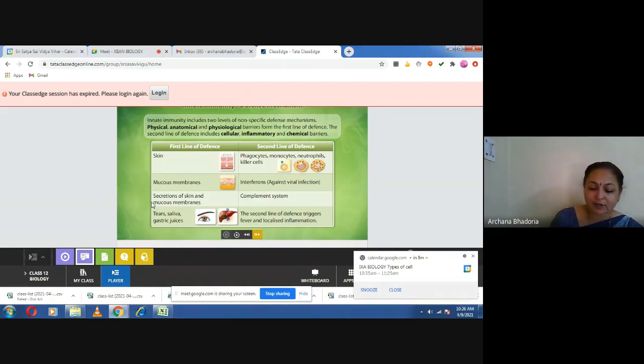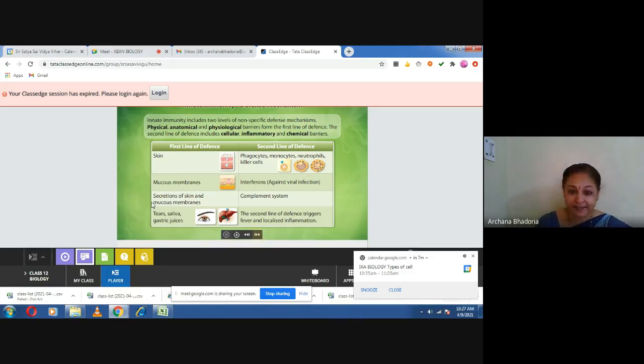Macrophages, remember, are present in the areolar tissue, and the other cells which we have named are all present in the blood. They all are phagocytic in nature. Phagocytic means they engulf the foreign bodies and destroy them, digest them. This way they are acting as the barrier.